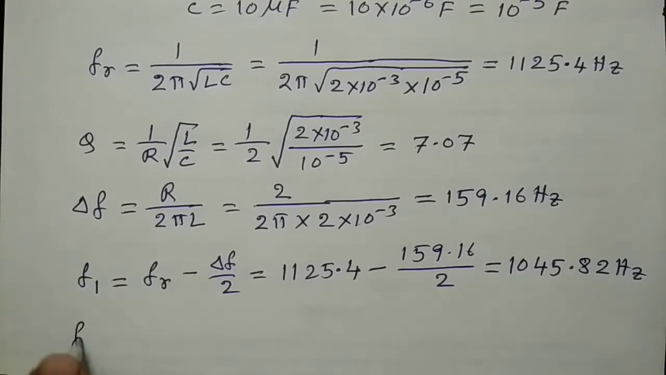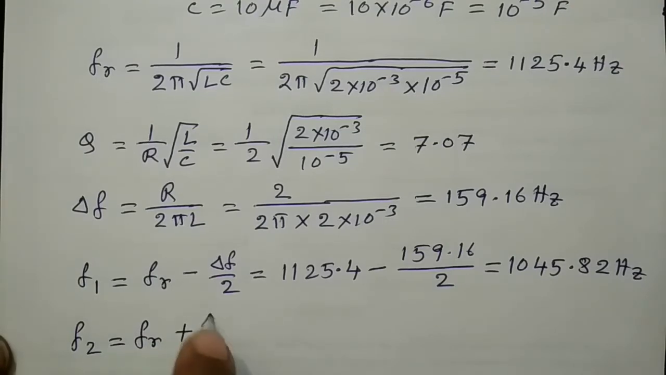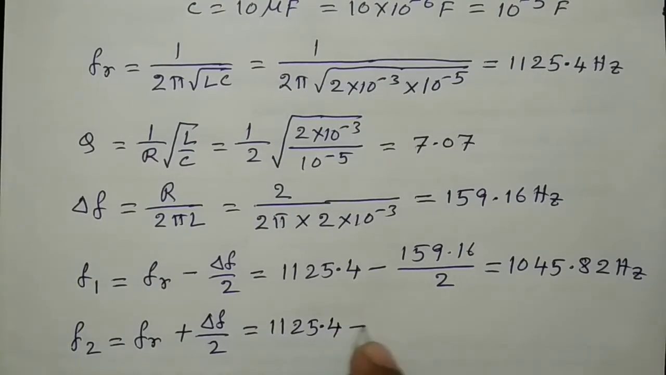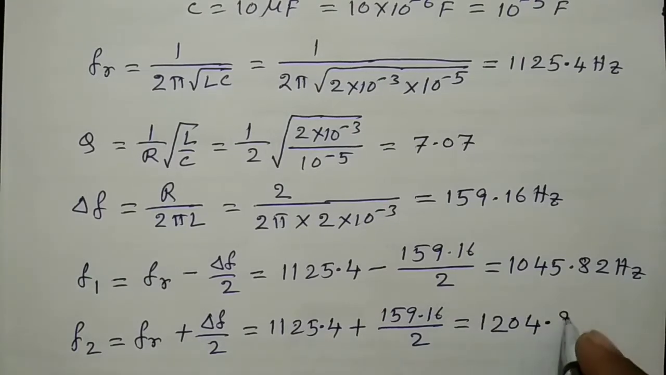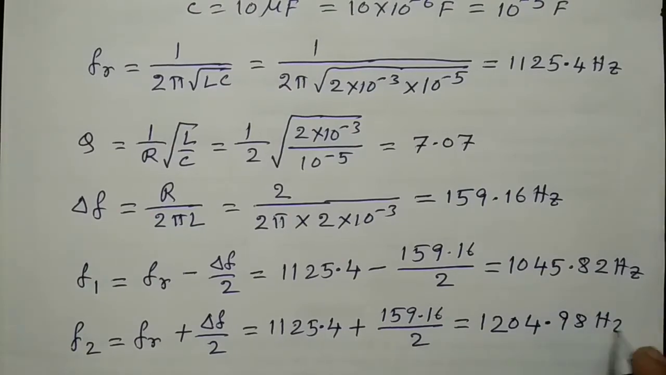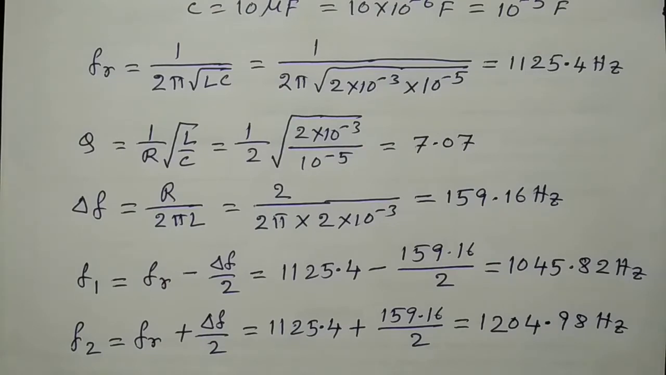And the upper half power frequency, that is F2, is Fr plus bandwidth upon 2. So it is 1125.4 plus 159.16 upon 2. So after solving, we will get the value as 1204.98 Hertz. So these are the answers.